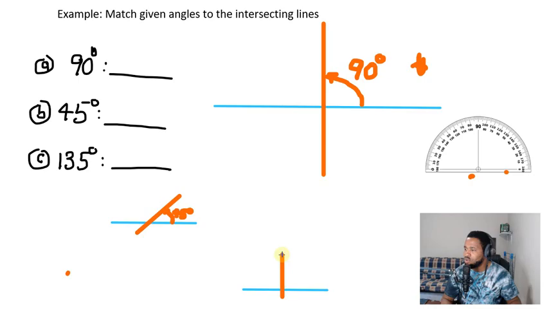So that means I want to go more. I can go this way as well, or I can go the other way. Whichever way you want to go is completely fine. But make sure that the bigger space between the two lines shows that you are going more than 90 degrees. So if I go this way, yep, that will work too.